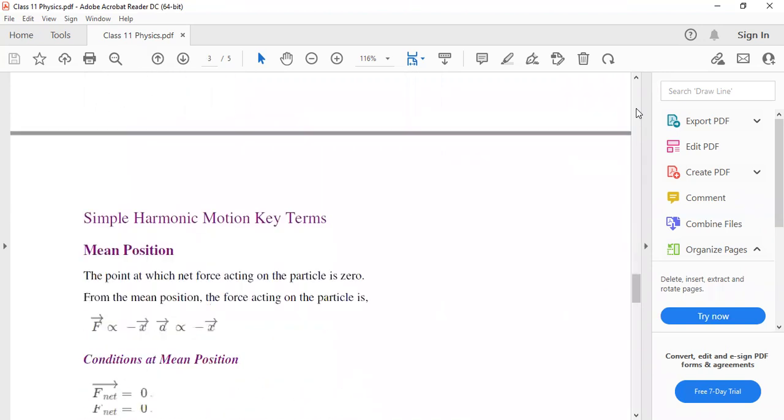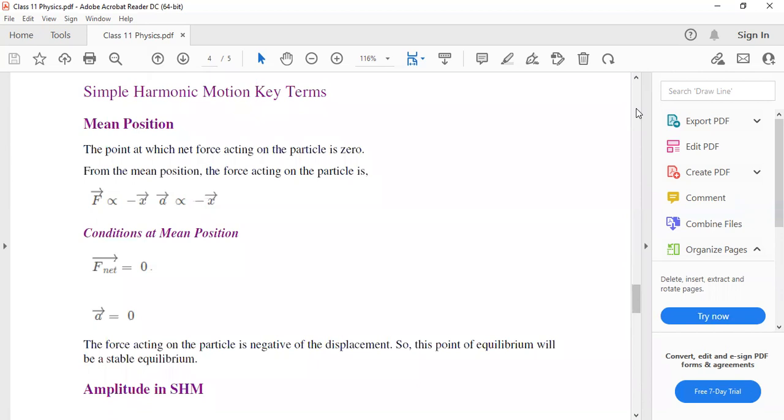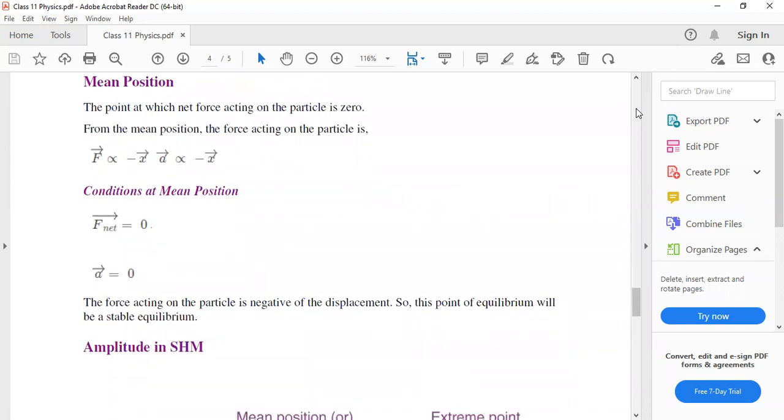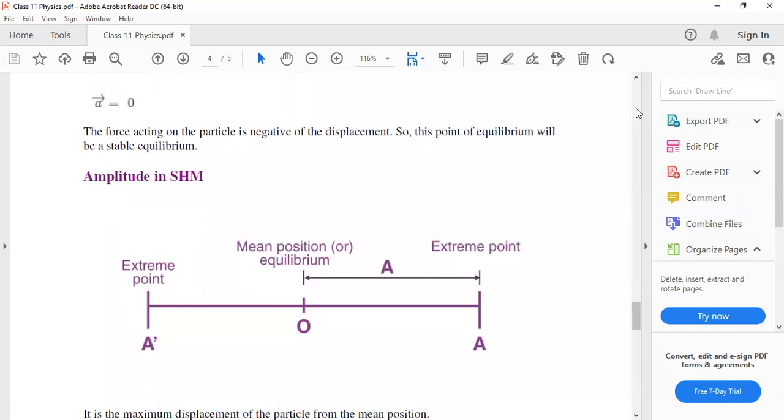Now let's discuss some more key terms, like the mean position, which we have already discussed. It is the point at which the net force acting on the particle will be 0. From the mean position, we know that force F is proportional to minus x, and acceleration a vector is also proportional to minus x vector. So at the mean position, the net force vector should be 0, or acceleration should be 0. The force acting on the particle is the negative of the displacement. So this point of equilibrium will be a stable equilibrium condition.